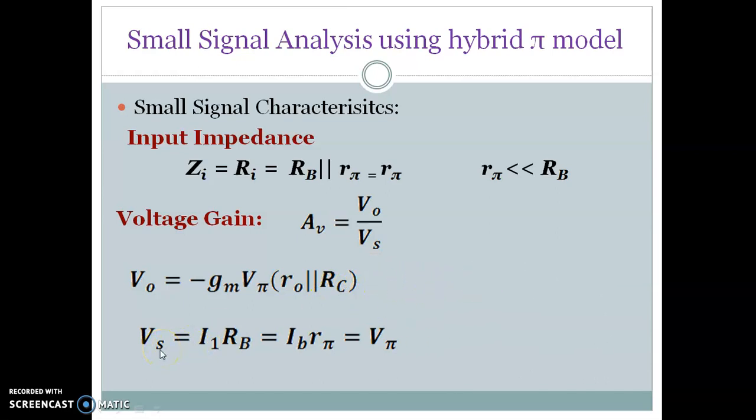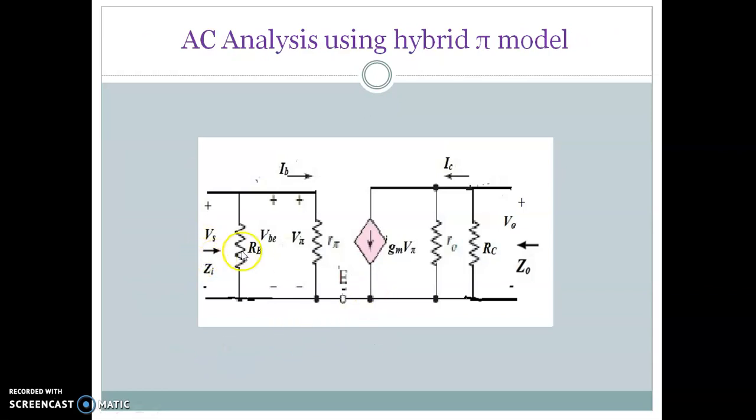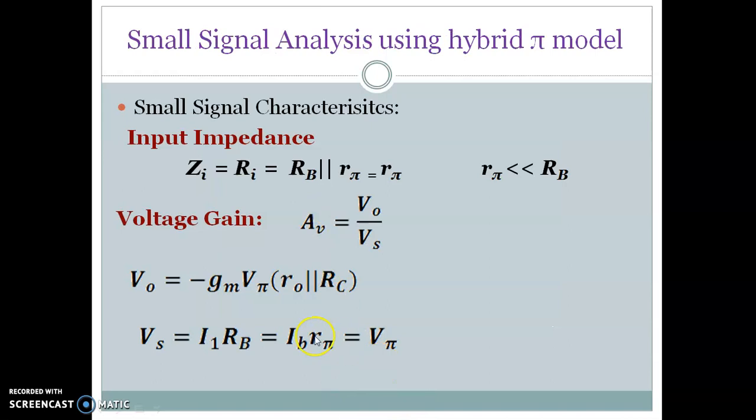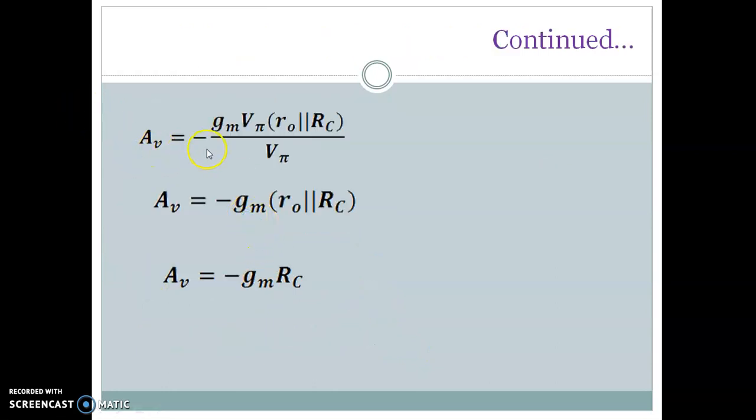And your Vs is equal to, again the same, it is I1 into RB, then IB into R pi. So we'll take IB into R pi, which is very convenient for us. IB into R pi is nothing but V pi, so therefore we can eliminate the V pi term here. So your AV is given as minus gm V pi R0 parallel RC divided by V pi. So V pi will get cancelled. It is minus gm into R0 parallel RC. If R0 is very much greater than RC, then it is minus gm RC.